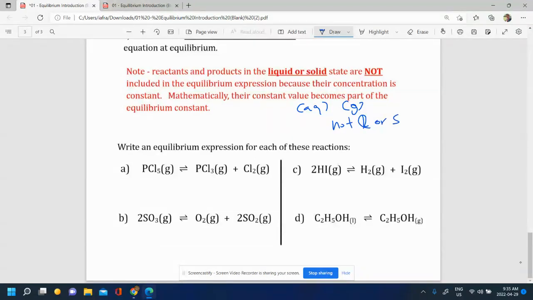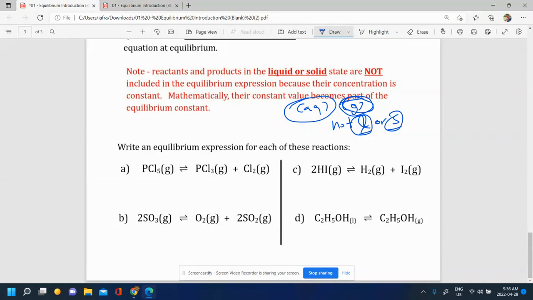And that's because these have concentrations that can change. Aqueous and gas have concentrations that can change. You can change the concentration of a solution over time and the concentration of a gas over time. And for concentration of gas, we often say the pressure. But for liquids or solids, their concentration is constant. So it's almost like putting a 1 in the equilibrium expression. Something times 1 is just itself, or something divided by 1 is just itself. So we leave the liquid and solid substances out because their concentration is essentially a constant value.